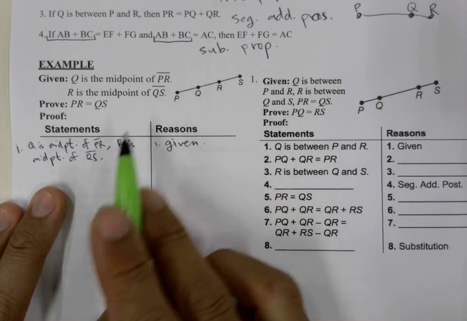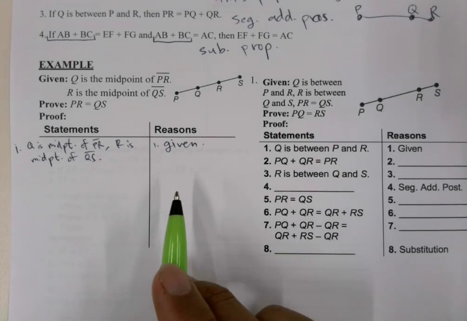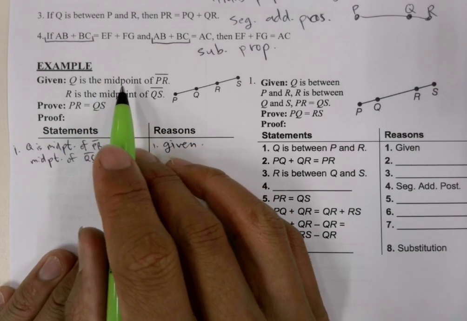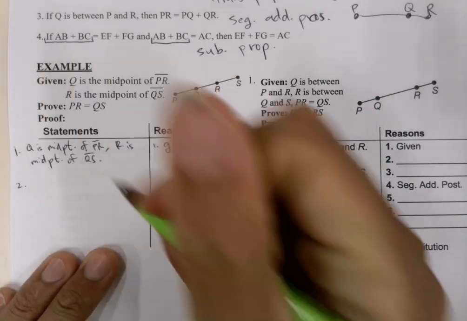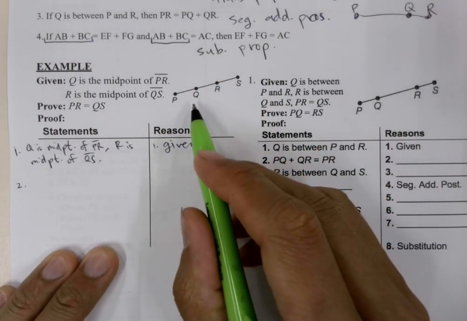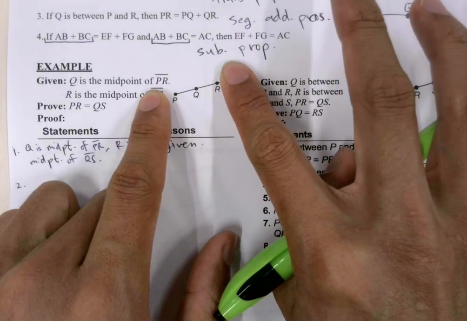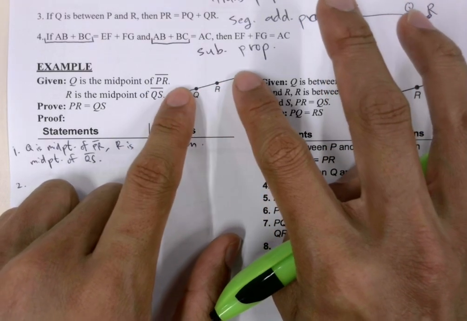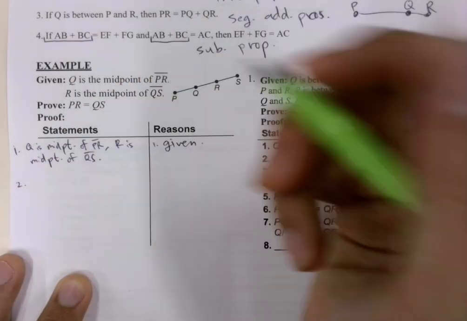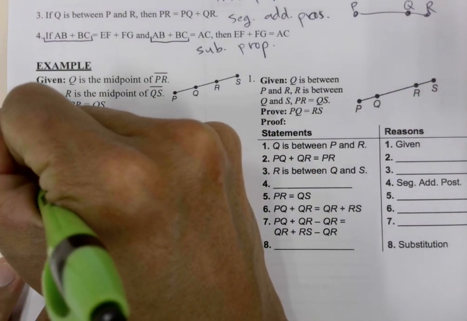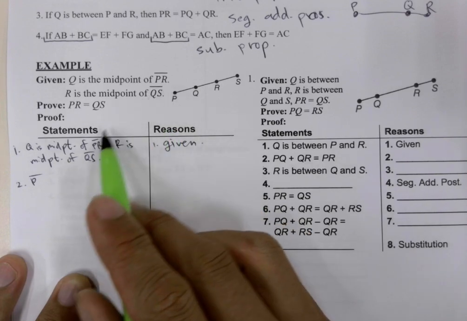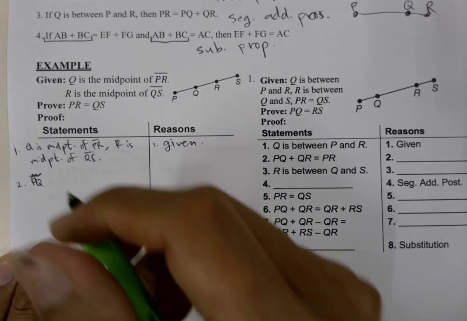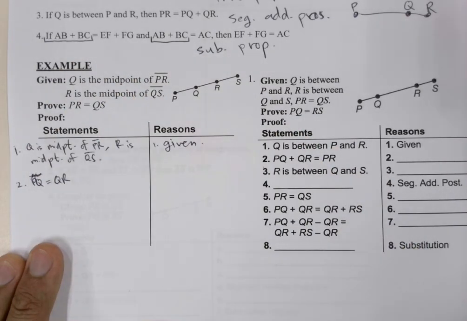Alright, so now this is going to be another new statement and reason in our proofs. It's the definition of midpoint. And what does the definition of midpoint let us say? Well, since Q is the midpoint of PR, we could say that the first half, PQ, is equal to the measure of the second half, QR. And so that's what I'm going to say here: the measure of PQ, without that line on top, is equal to the measure of QR.